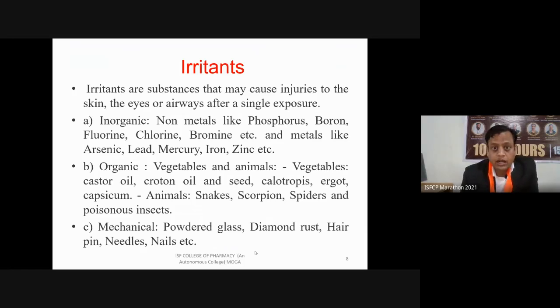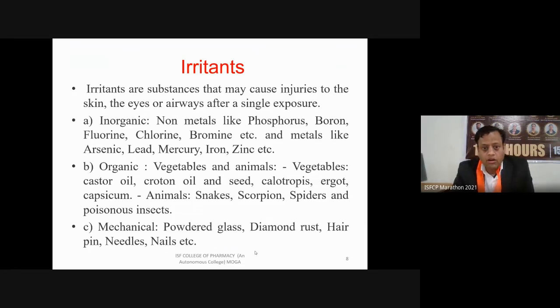Further, poison may be irritants. So irritants basically are the substance that may cause injuries to the skin, eye, or airways after a single exposure. So irritants generally expose on the outer surface, that may be skin, eye, or any exposed surface that remain in the contact of air. So irritants further divided into inorganic, organic, and mechanical way. So inorganic irritants include non-metals like phosphorus, boron, fluorine, chlorine, bromine. So these non-metal inorganics may irritate exposed surface, and metals like arsenic, lead, mercury, iron, and zinc. So these are non-metals and metallic inorganic irritants.